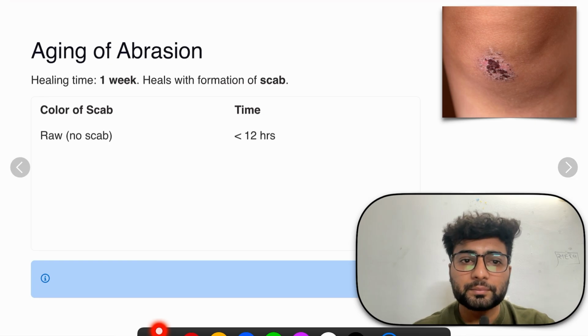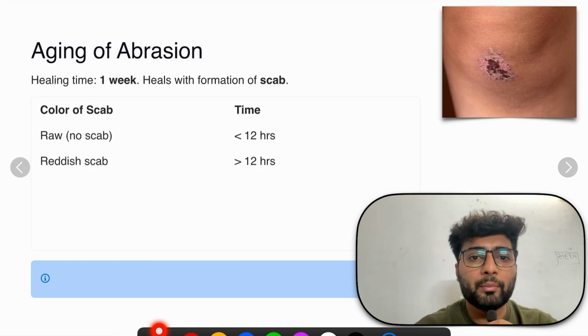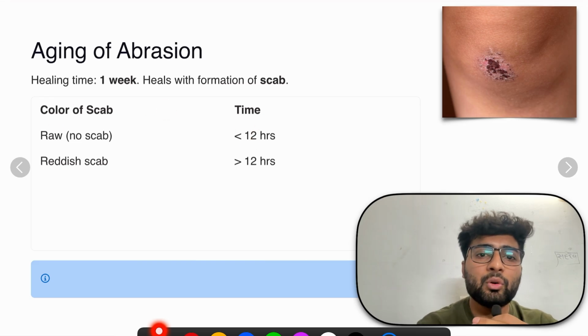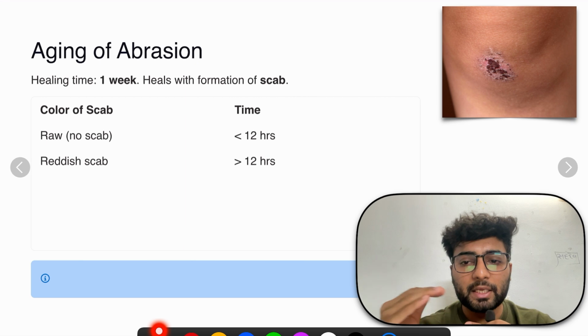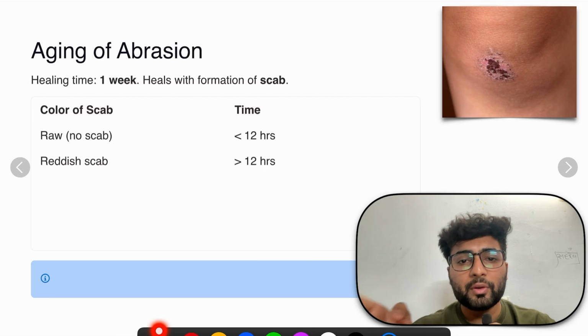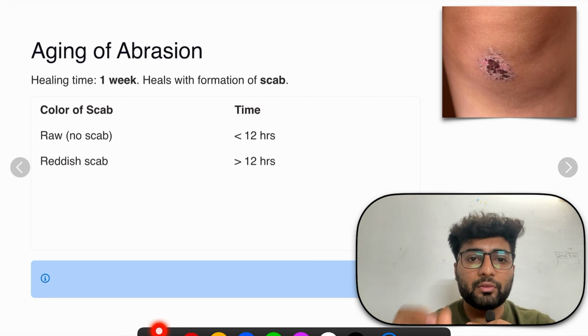So for this, just remember the first two lines initially. Less than 12 hours it is raw, greater than 12 hours it is reddish, because red starting initially there are inflammatory reactions and blood, so we have reddish scab after greater than 12 hours. Less than 12 hours there is no scab because it is just a raw scraped area.